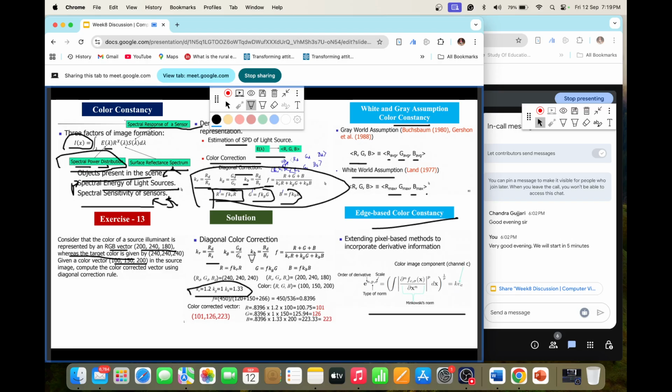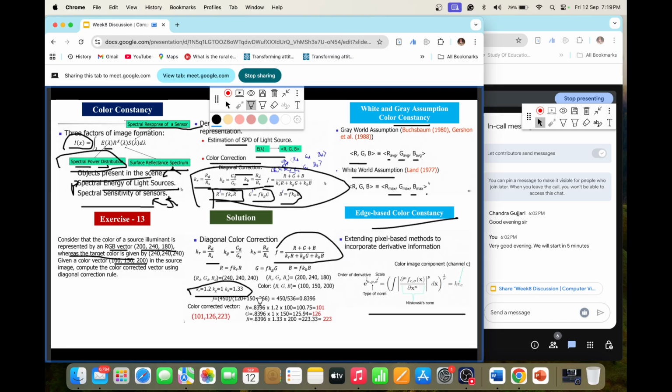Once we calculate the KR, KG, and KB, we have to calculate the F. So RGB is nothing but this 100, 150, and 200. By that we can calculate the F. Once we got the KR, KG, and KB, and once we got the F, we have to just multiply them by this R, and we can get the R dash, G dash, and B dash.